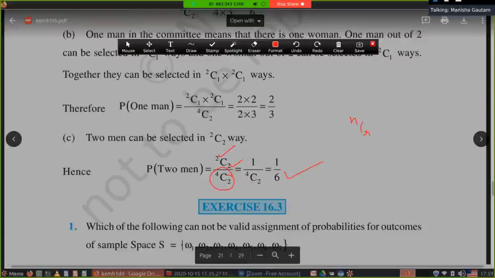nCr you have to apply: factorial n upon factorial r, factorial n minus r. Apply this formula and get the calculation. Now here is exercise 16.3. We will discuss important questions of 16.3 later on. First, we will discuss examples of the miscellaneous exercise along with this exercise's examples.